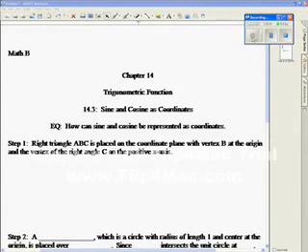Okay, this lesson is for Wednesday, and this is section 14.3, sine and cosine as coordinates. Essentially what we want to be doing in this lesson is determining how we can use sine and cosine, our trig functions, representing coordinates. So we're going to be looking at some right triangles placed in the coordinate plane.